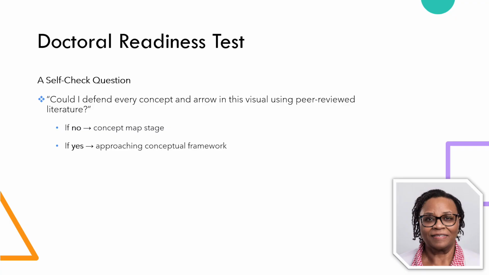Here's a simple self-test you should revisit often. Ask yourself whether you could defend every concept and arrow in your visual using peer-reviewed literature. If the answer is no, you are still in the concept map stage, and that is appropriate. If the answer is yes, you are approaching a dissertation-ready conceptual framework.